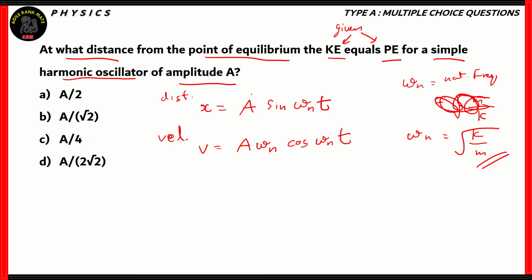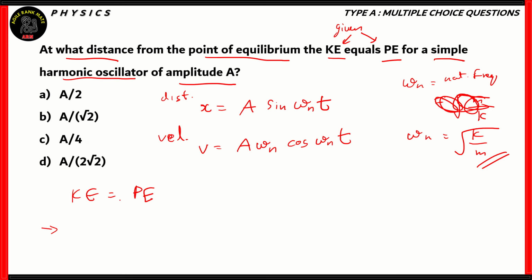in terms of amplitude, we will establish that kinetic energy equals potential energy. This is given. Now using that relation, we will need to find out the distance. So how do we do that? Now since kinetic energy is equal to potential energy, we can substitute their values.